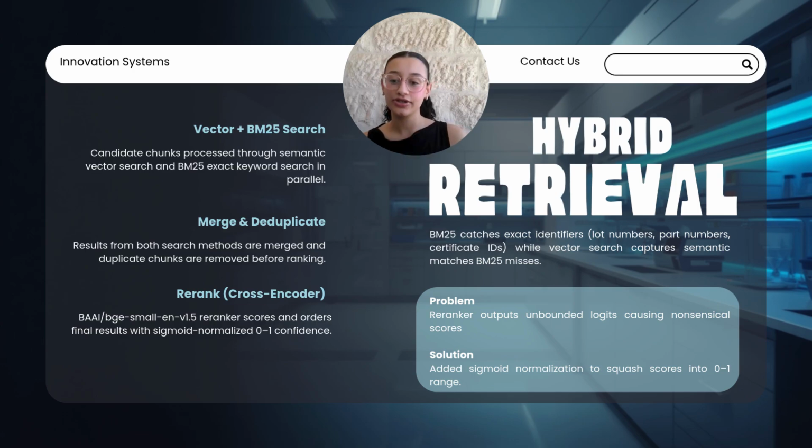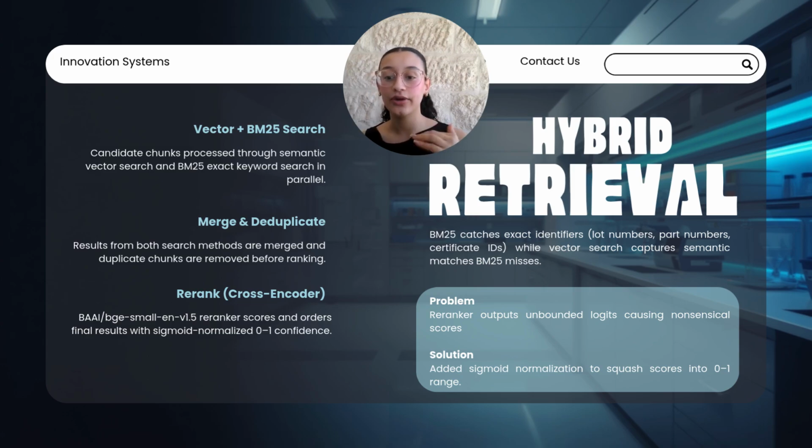I moved from a single vector search to a hybrid approach, running both vector search and BM25 keyword search, then merging the results. This mattered because vector search is great at semantic matches, but it can miss exact identifiers like lot numbers or certificate IDs, which BM25 catches directly.